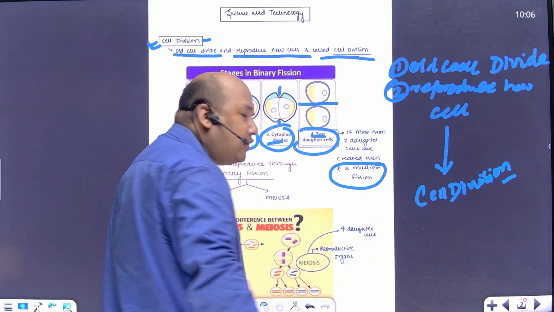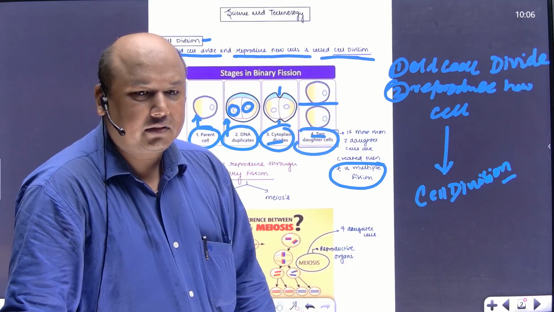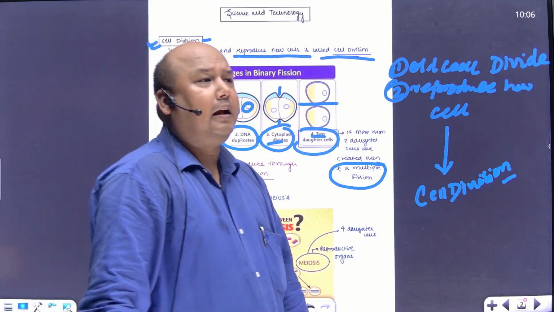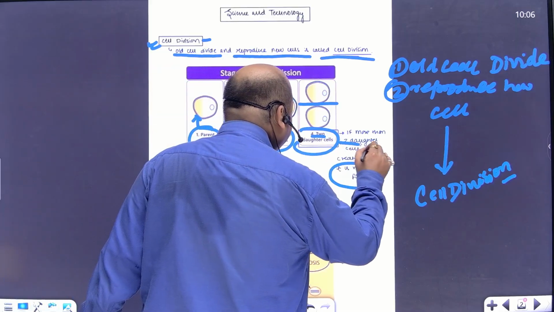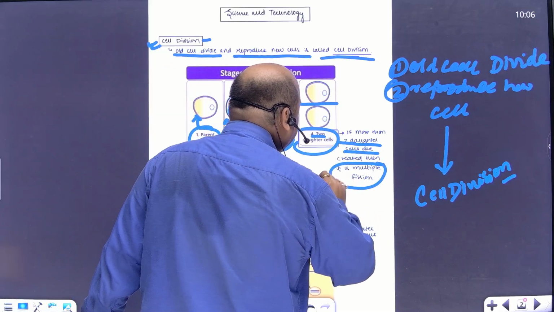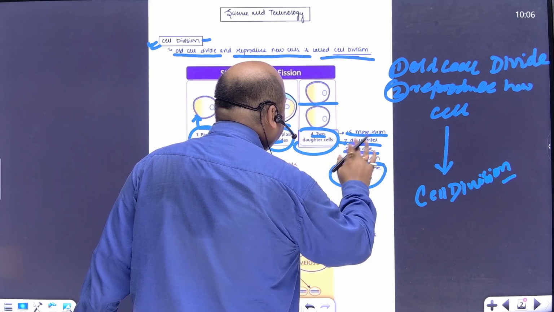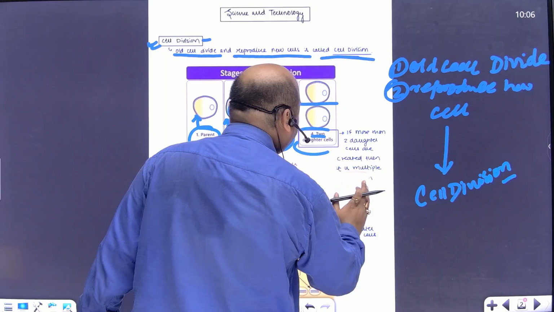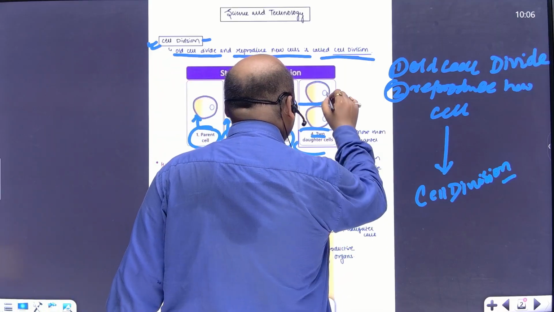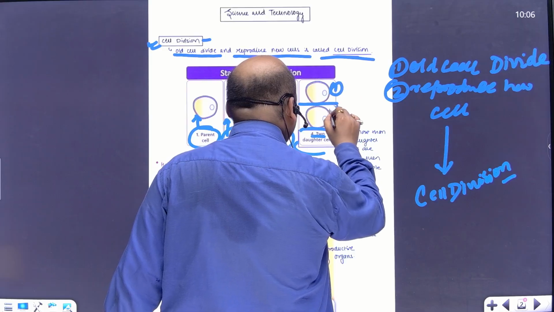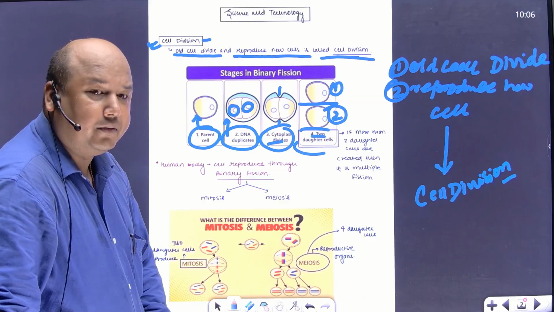So students, the question arises: what is multiple fission? Lots of questions on this are asked in the 12th board examination, the 11th, and in the entrance exams also. If more than two daughter cells are created, this is called multiple fission. Right now we can see this is one, this is two, but if it is three, it is said to be multiple fission.